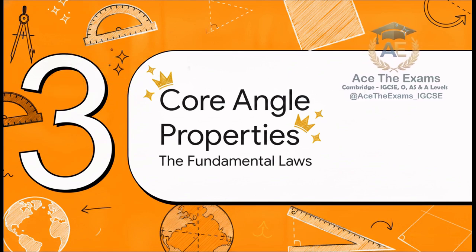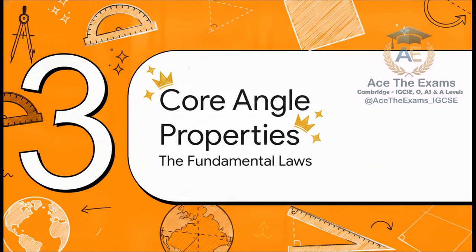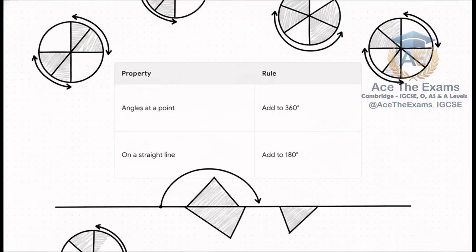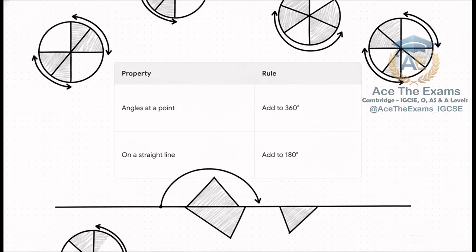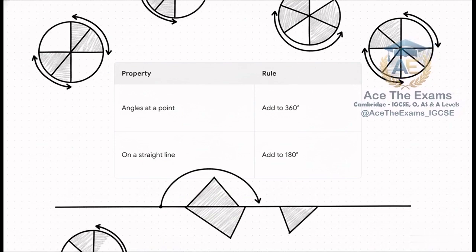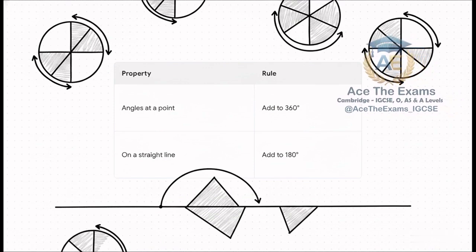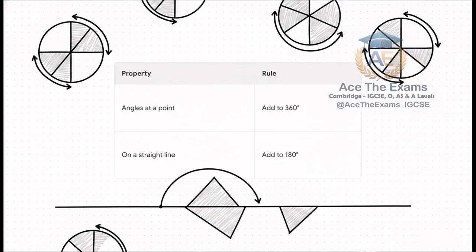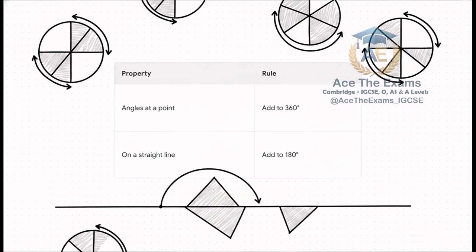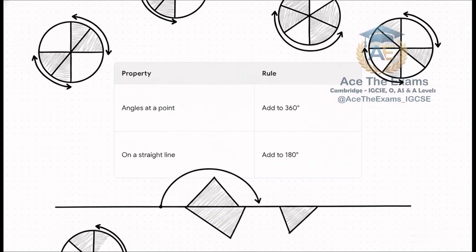All right, let's move into Section 3, Core Angle Properties. These are the fundamental laws of geometry. This table brilliantly illustrates our core logic in the simplest terms possible. If you stand at a point and turn all the way around until you face your starting direction, all the angles around that central point will add up to exactly 360 degrees, a complete circle. Conversely, if you have angles sitting along a perfectly straight line, they are making exactly half of a turn. Therefore, they will always, without fail, add up to 180 degrees.